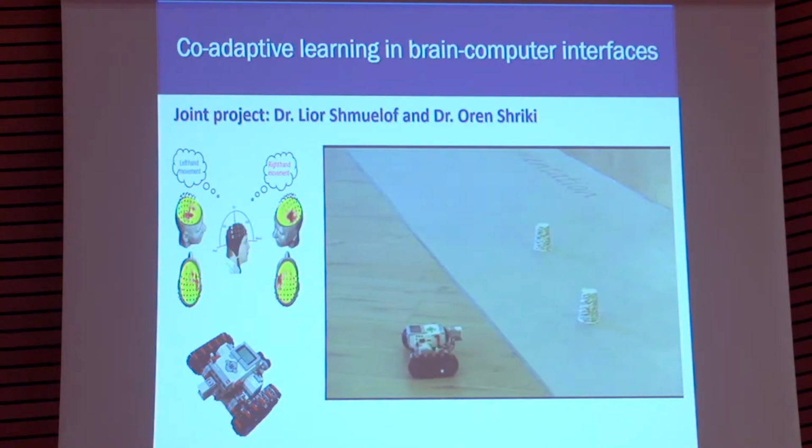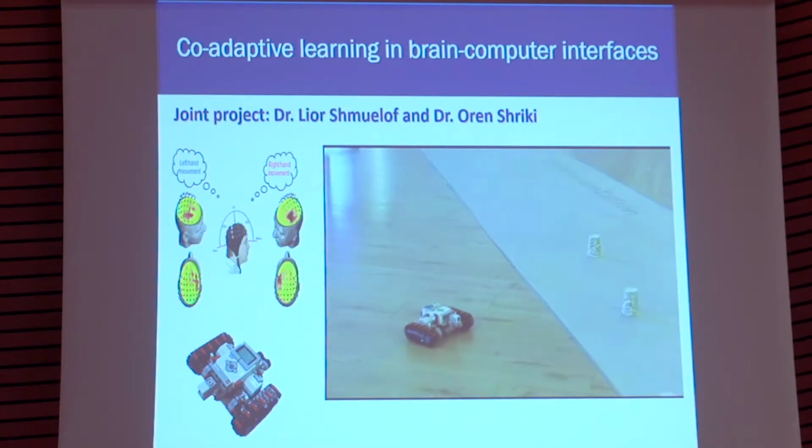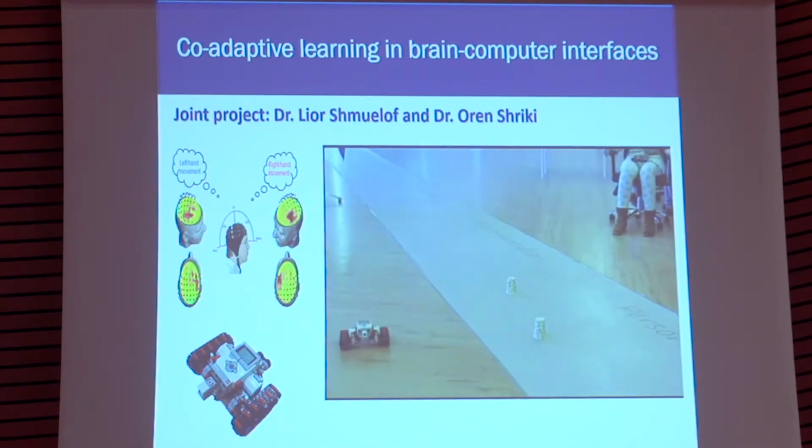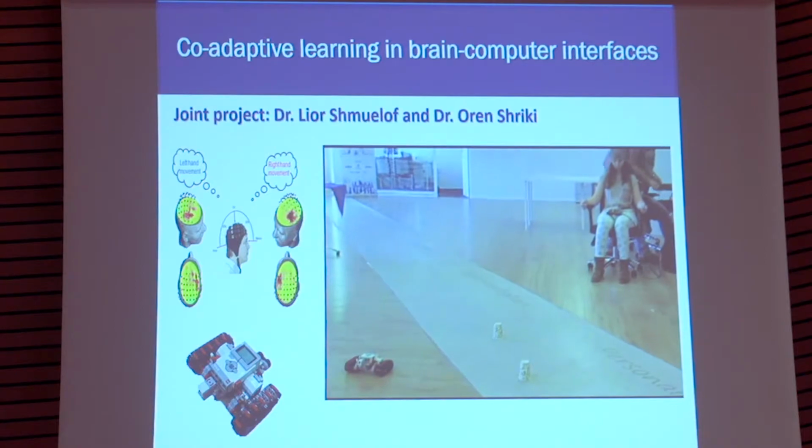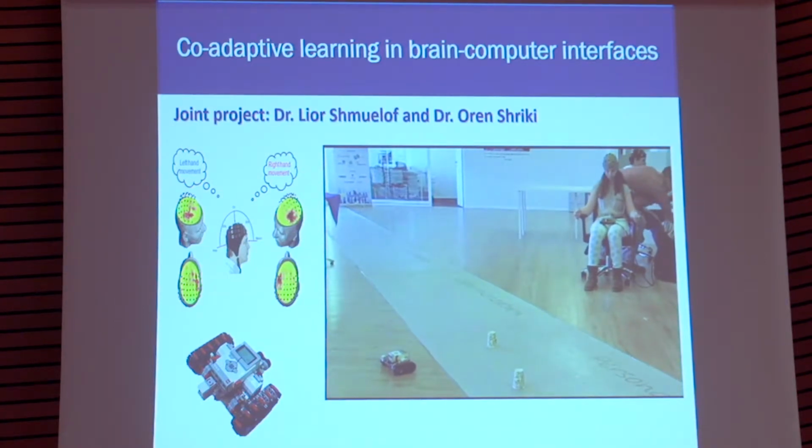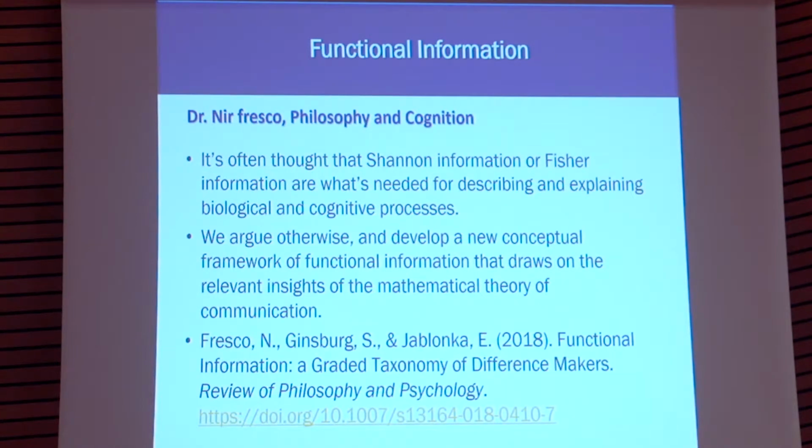But then as subjects obtain the skill, the brain activity changes. So they adapt to the computer, but the computer adapts to them. And this co-adaptive learning process is actually very interesting.